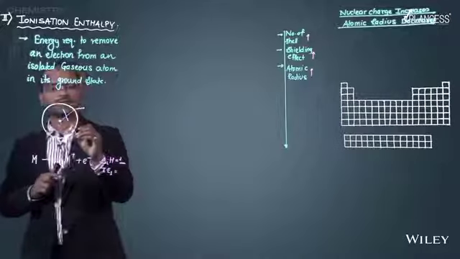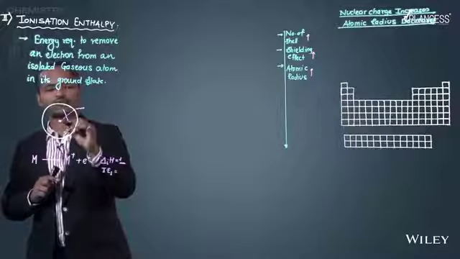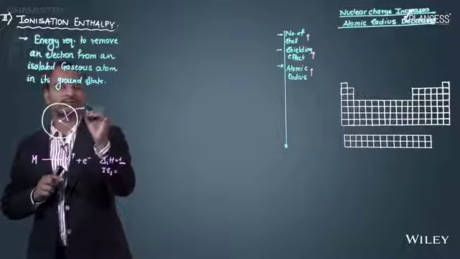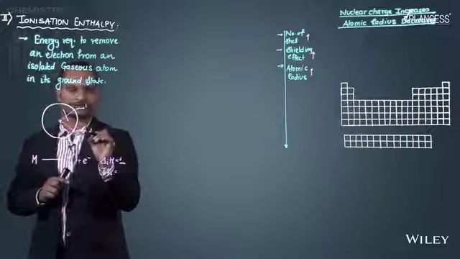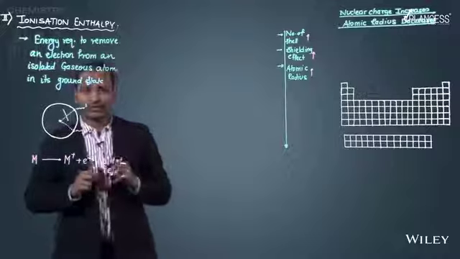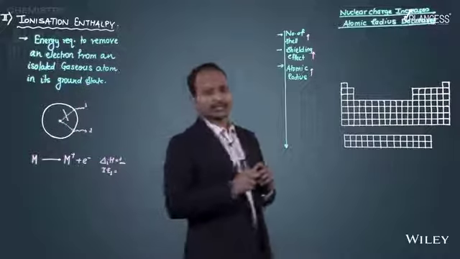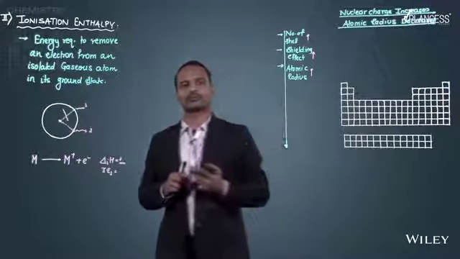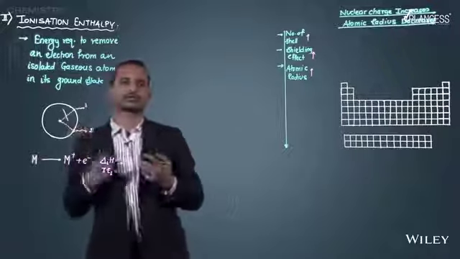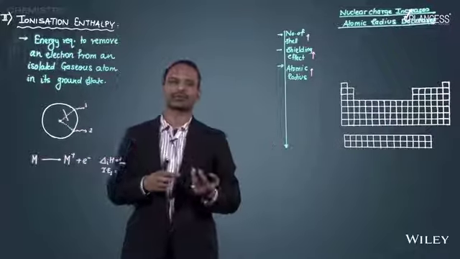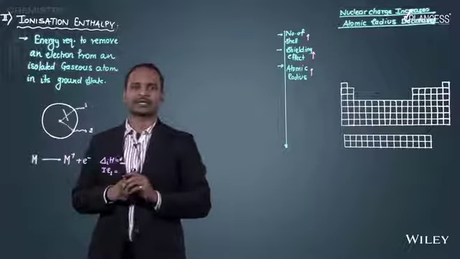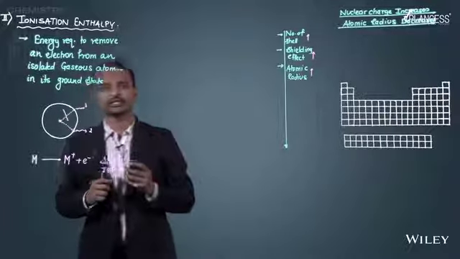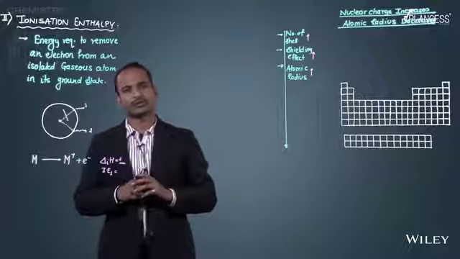Now suppose there are 2 electrons present in the outermost shell and I want to remove the second electron also. First this electron is removed, and now I want to remove this second electron. The question arises: will more energy be needed compared to the first one, or less, or the same? The answer is that the energy required to remove the second electron is always more than the first one.